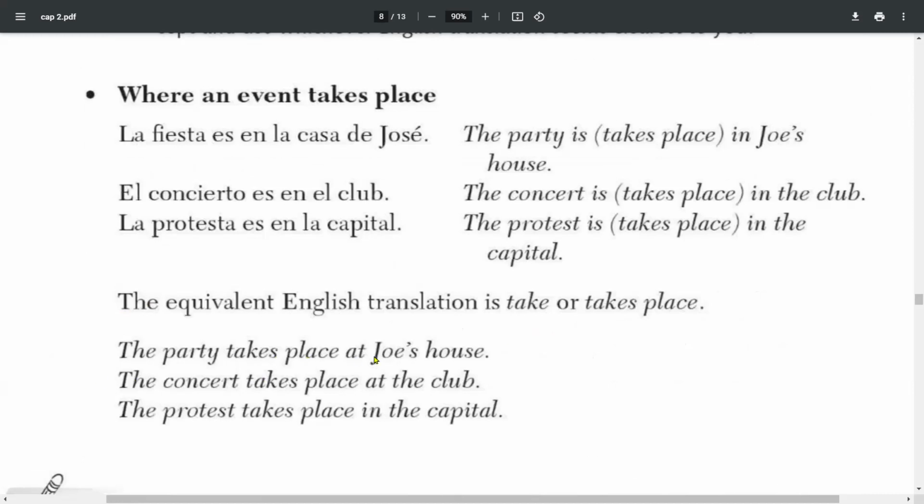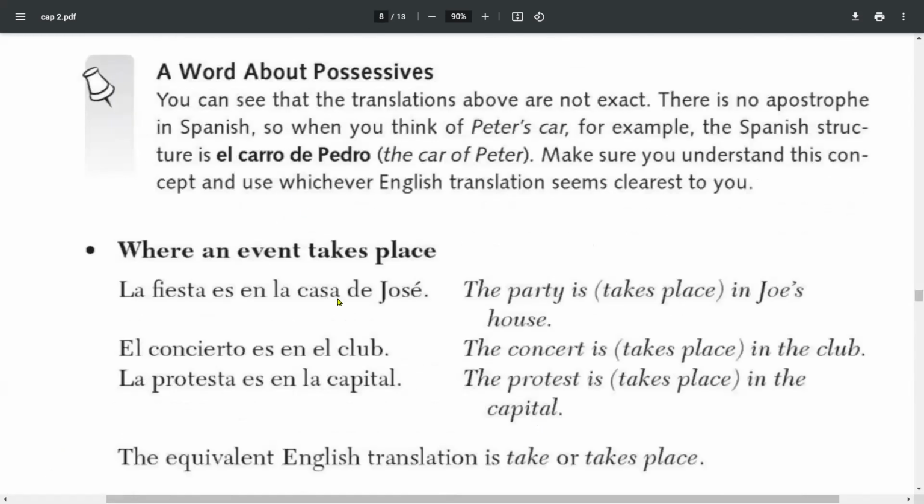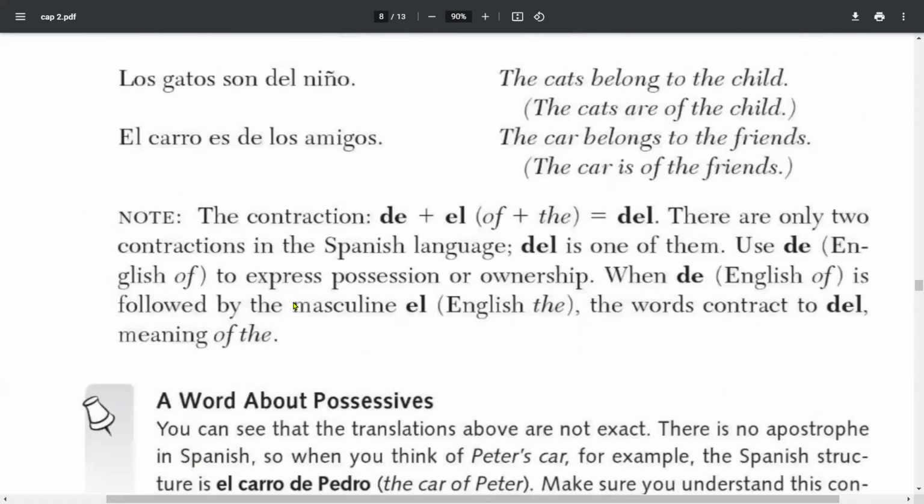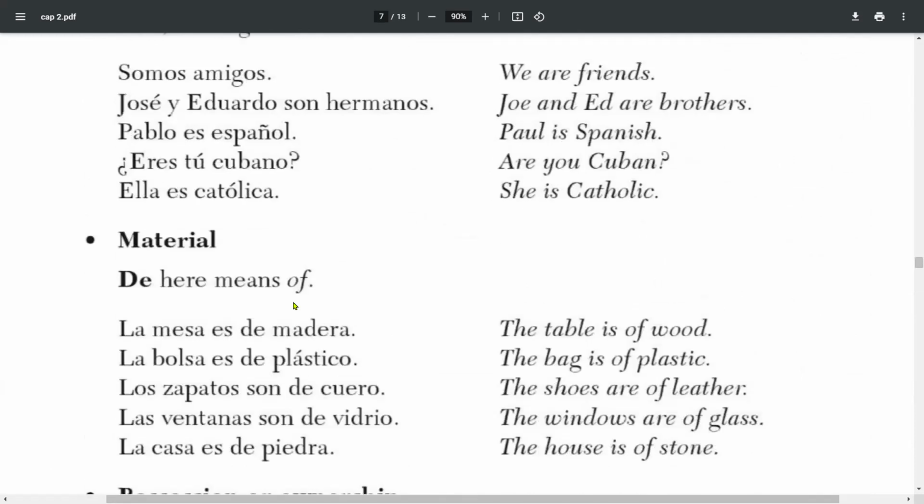The party takes place at Joe's house. The concert takes place at the club. The protest takes place in the capital. So I hope that with this, you will be able to pronounce this and you will have an idea of some of the things related to the verb ser.